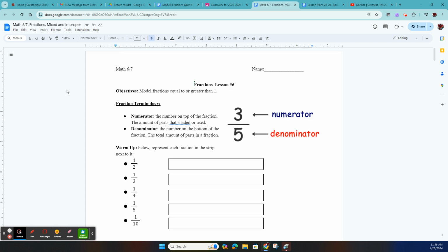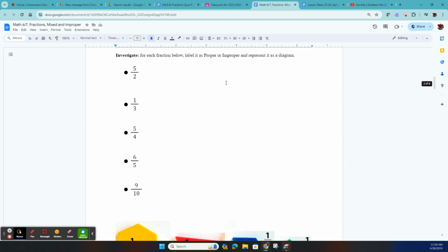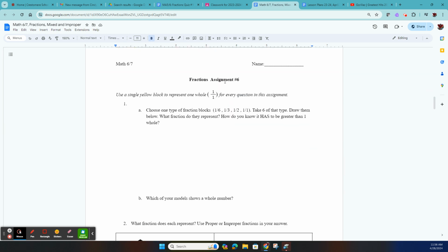Really quick, though. This document I'm looking at right here is the workbooklet you are going to be working through. Notice it says lesson 6 right there. We'll scroll our way down, and then we have assignment 6. So the assignment is your practice worksheet, essentially. That's what you are going to be assigned, and that's what you're going to be having for homework.